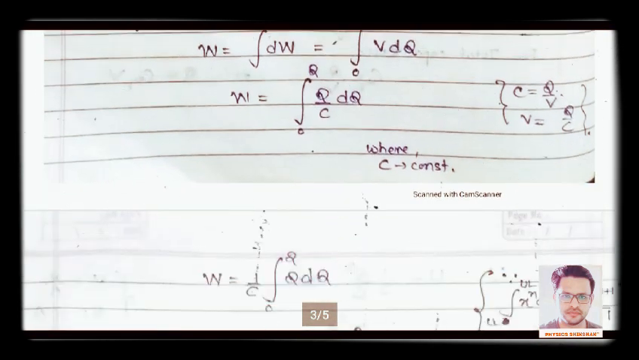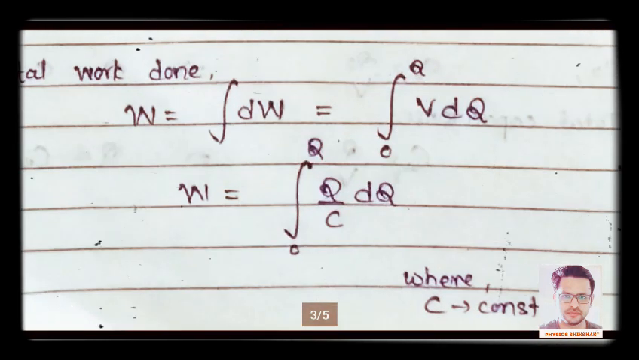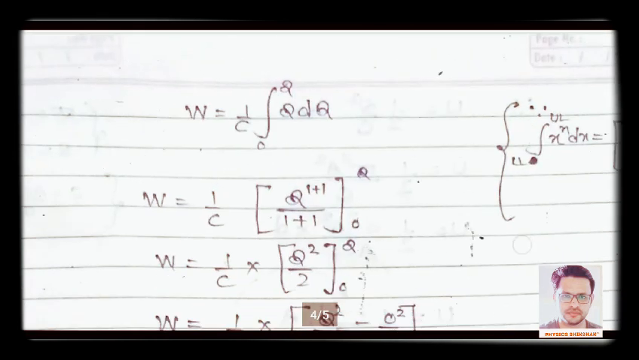Now let's move forward, where you can see the Q, where capacitance is a constant, because we know the ratio of charge upon voltage is a constant, which is equal to the capacitance. Alright, now let's move forward, and now we will integrate and we will take the constant outside of the integration, and we will integrate this from the limit 0 to total charge.